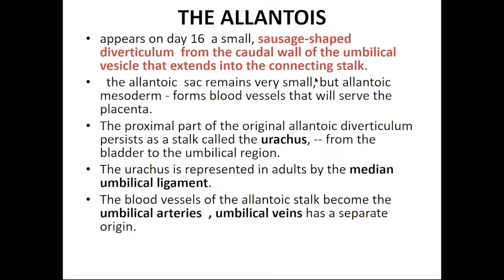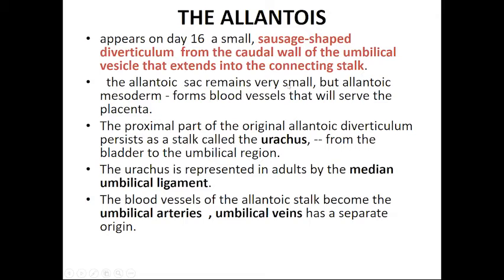This is called the allantois. On the 16th day, it is a small sausage-shaped diverticulum from the caudal wall of the umbilical vesicle that extends into the connecting stalk. And that connecting stalk was that area where we said the extraembryonic mesoderm was forming the chorionic cavity all over, but only a small place where the bilaminar disc was connected to the outside, to the chorionic plate. Only this small part was what we call the umbilical cord or the connecting stalk. This allantois extends into that.